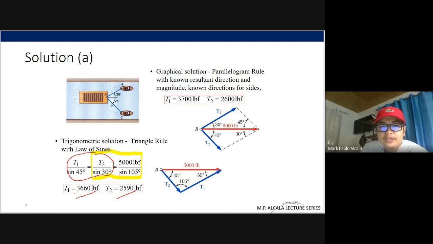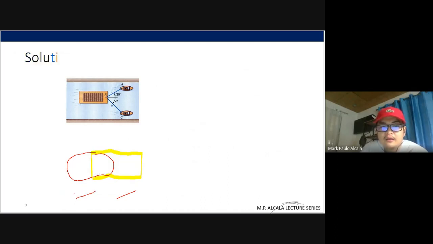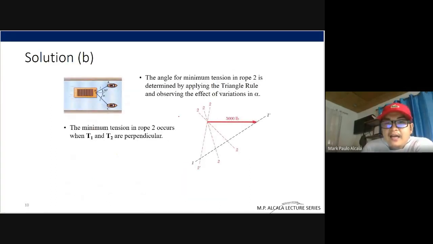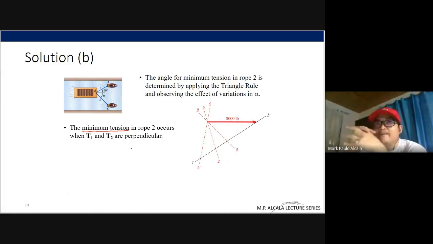Now, the second condition is kind of hard to imagine. The angle for minimum tension in rope 2, by applying the triangle and observing the effect of variation in alpha. So meaning, in order for you to get the minimum tension, we need to get what's the maximum. What is the maximum angle that can be in a triangle like this? You need to have a perpendicular triangle, a right triangle.